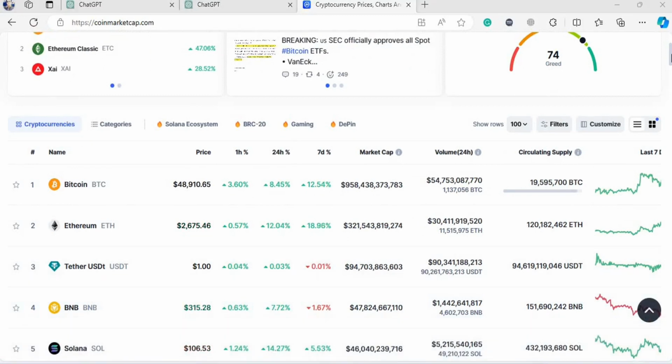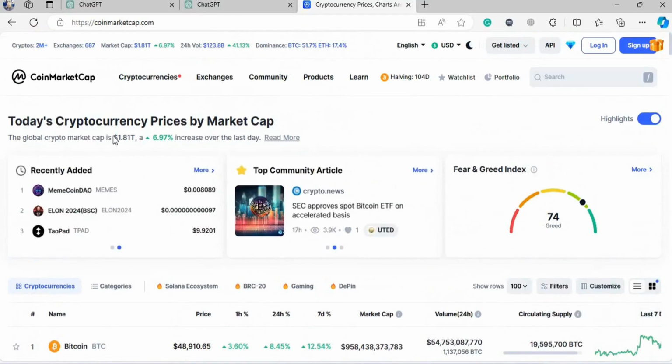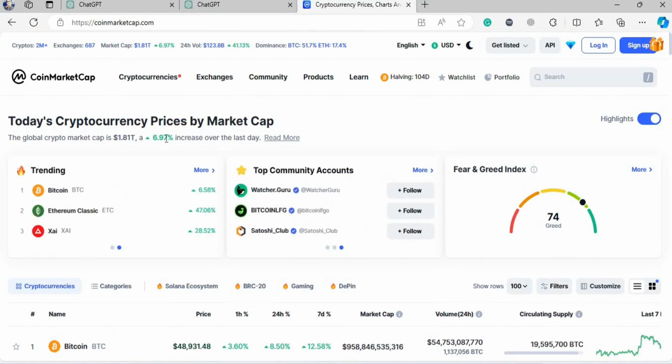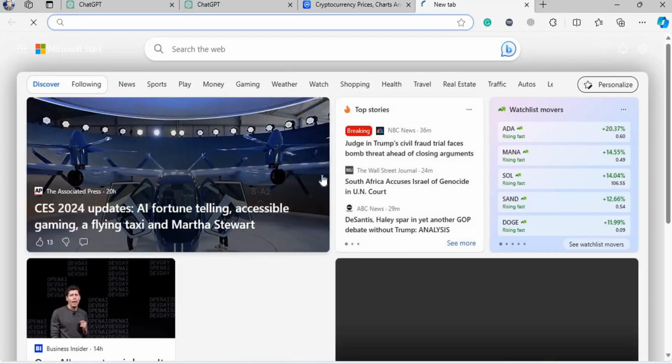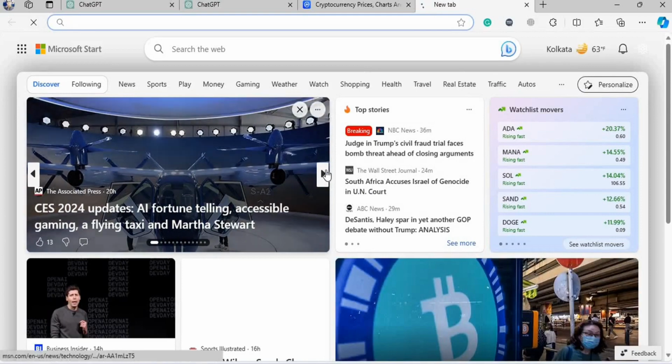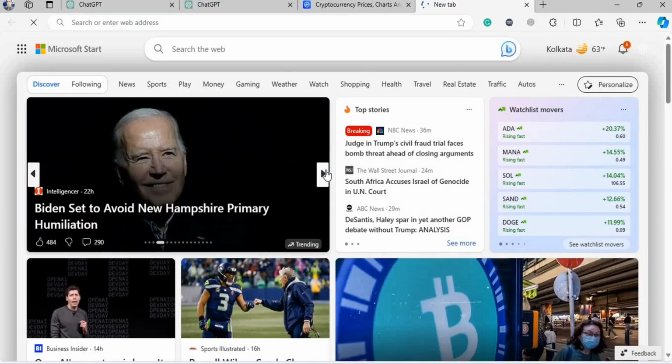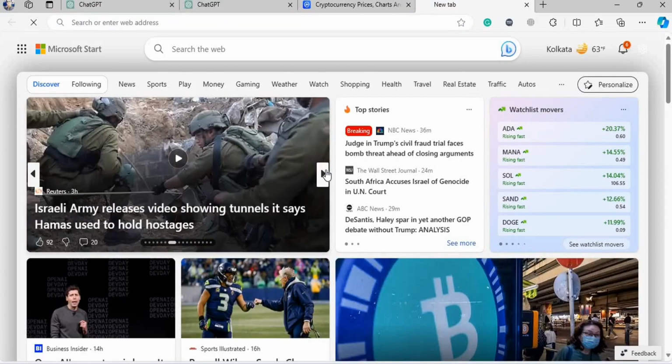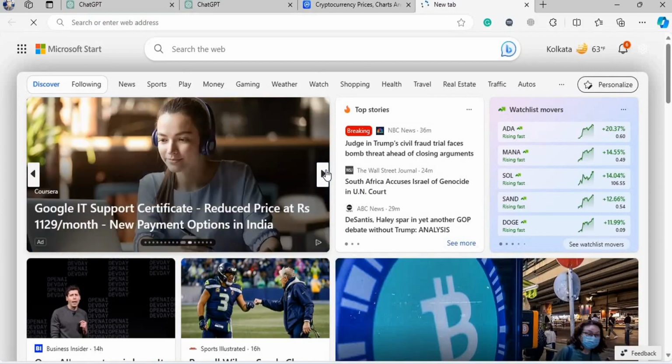There's a big crypto market. It is worth, I don't know, $1.81 trillion, and it has gone up 6% or almost 7% in a day. Why did this happen? One simple reason. Because there's this gentleman named Gary Gensler. Where is this guy? Gary, where are you? Come on, come up. We need you.